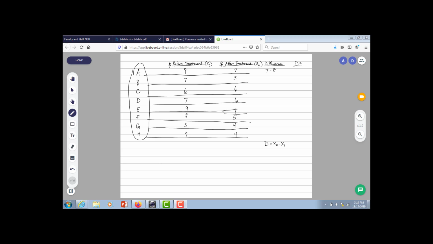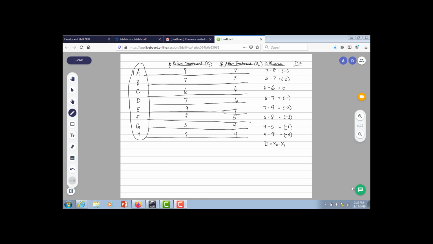So here we have 7 minus 8, then 5 minus 7, 6 minus 6, 6 minus 7, 7 minus 9, 5 minus 8, 4 minus 5, and 4 minus 9. If you do those out, you end up with -1, -2, 0, -1, -2, -3, -1, and -5.